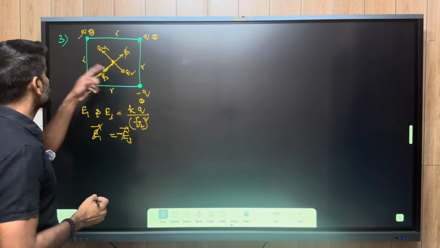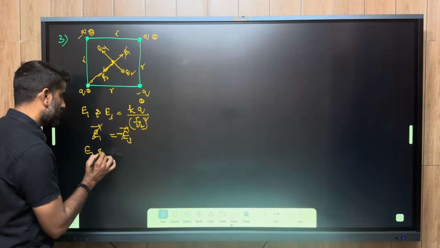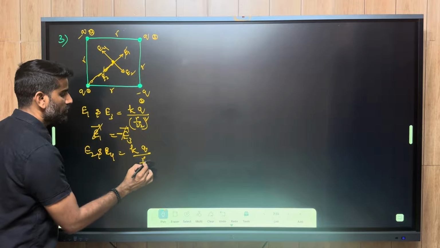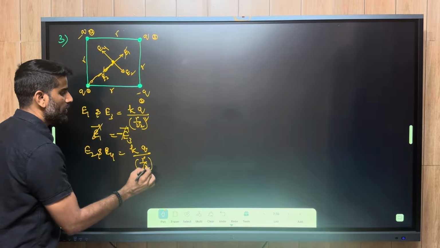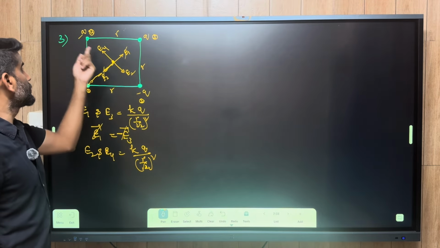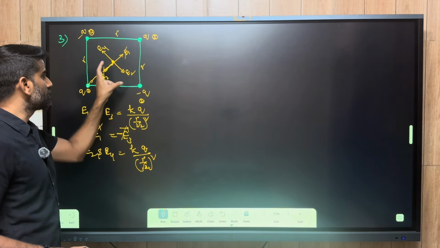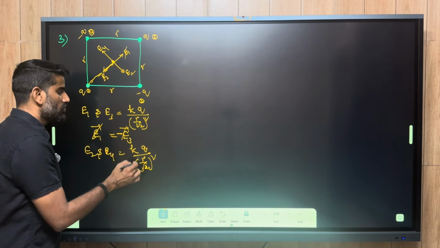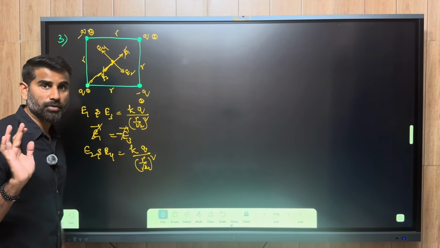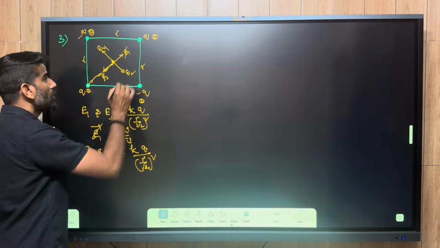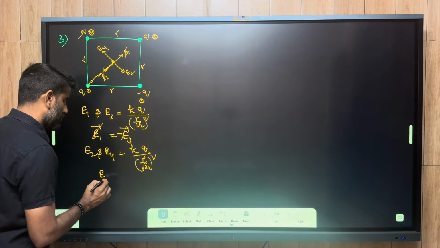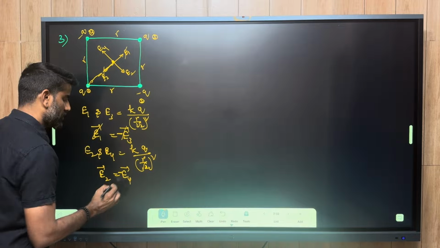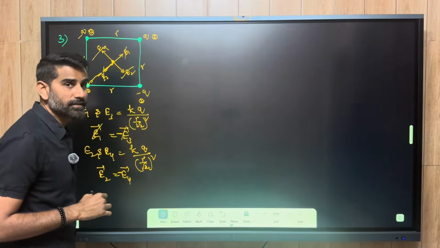Similarly, if we look at the rest of the two, E2 and E4 is equal to KQ by R by root 2 whole square. I am writing the magnitudes only. These magnitudes are also the same, right? The distance is also the same, and they are placed in the same medium. So the field will be the same, KQ by R by root 2 whole square. So E2 is equal to E4 but in opposite direction. That means E2 and E4 also get cancelled.